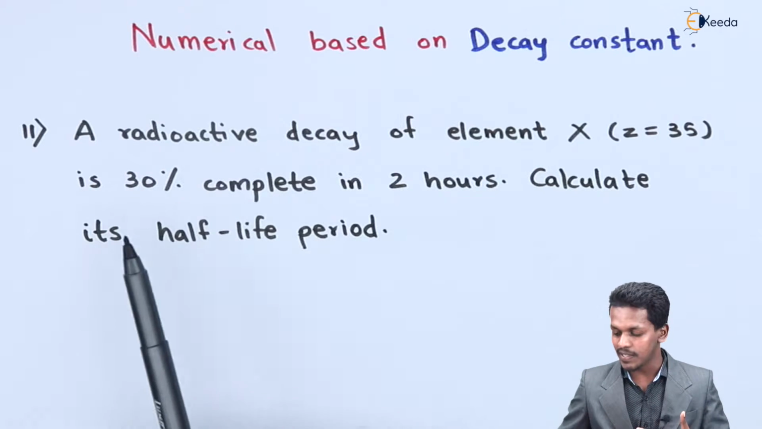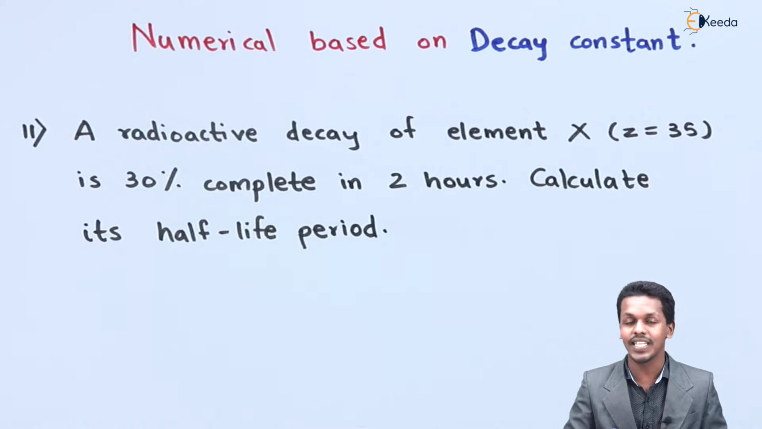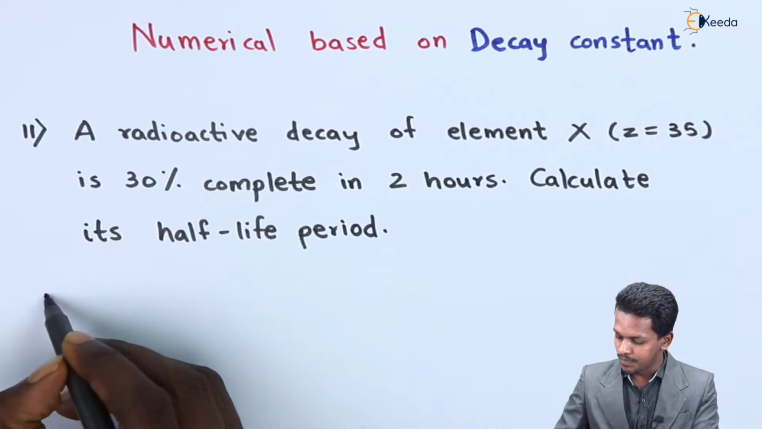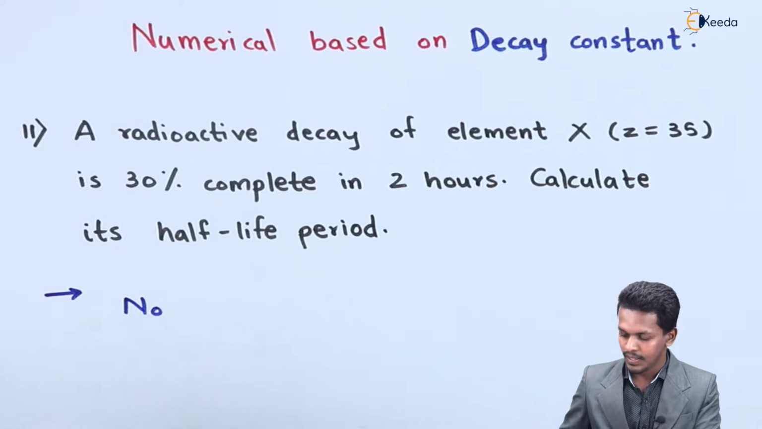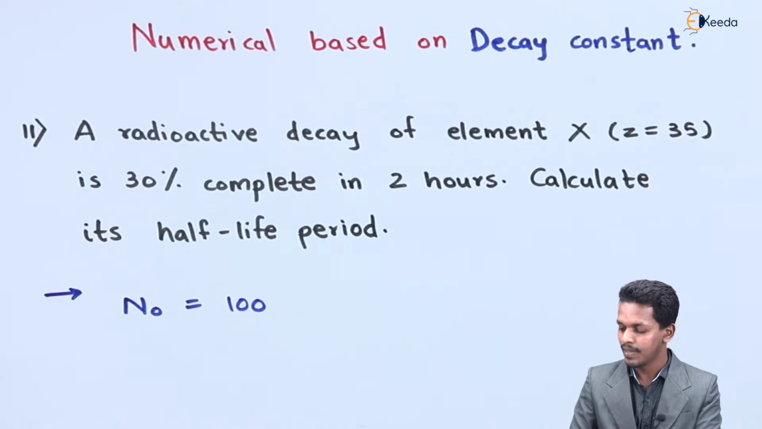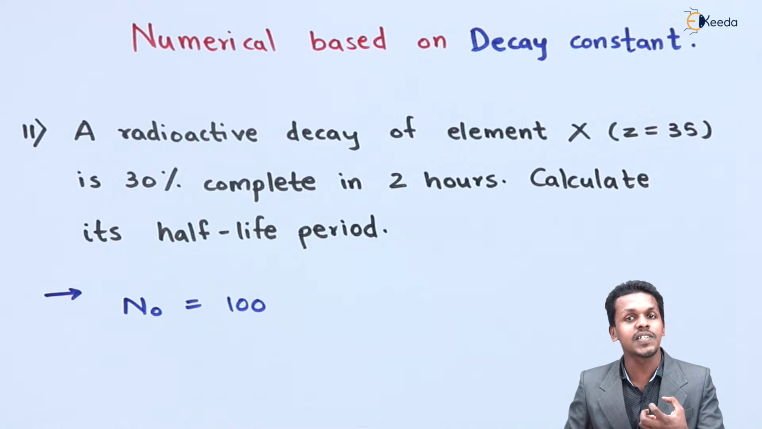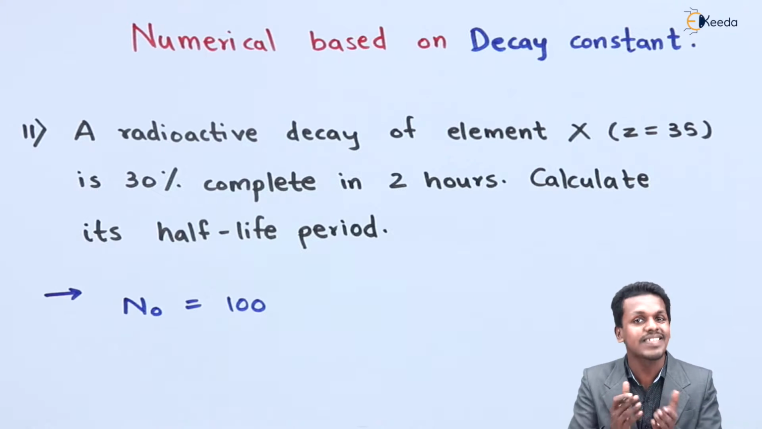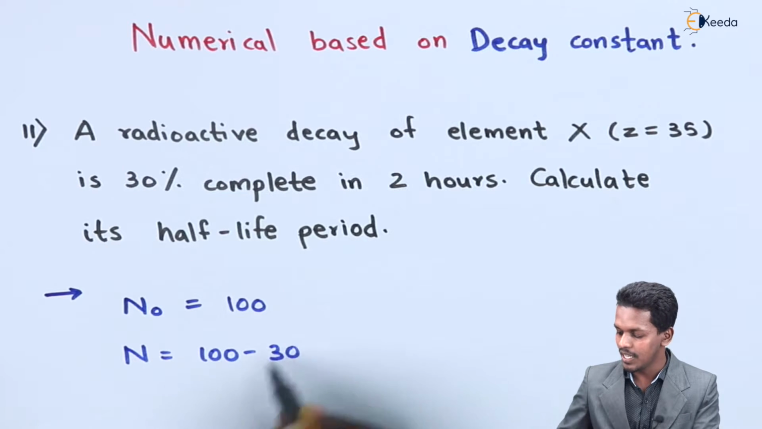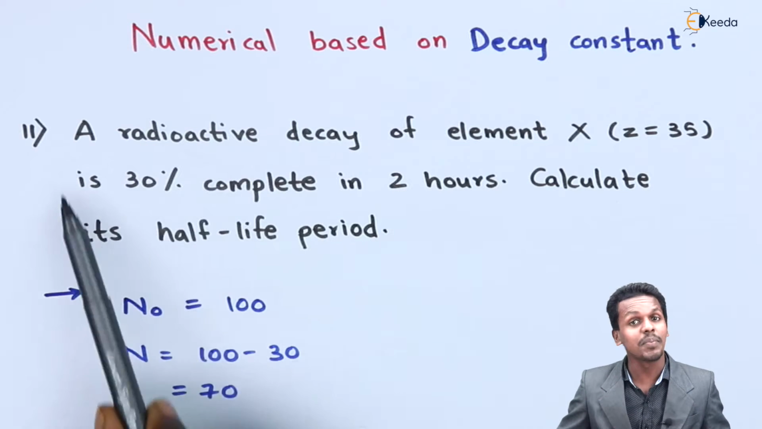Since it has been mentioned that 30% of the decay has been completed, that means we could say the initial percentage of the radioactive element would be 100. So therefore N0 is equal to 100, and it has been said that 30% has been completed. That means out of 100%, 30% decay has been completed. That means what is left with us, we have N, which is 100 minus 30, which is 70. And this is the data that we have got from here.